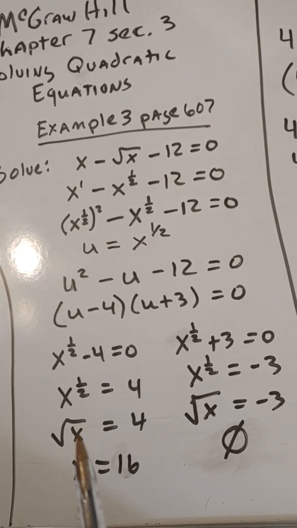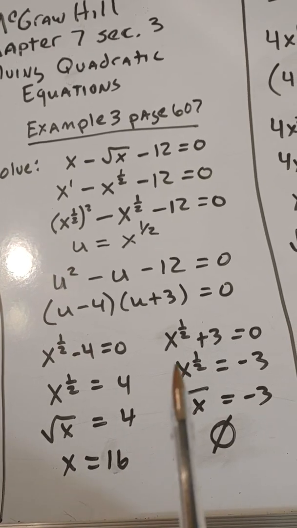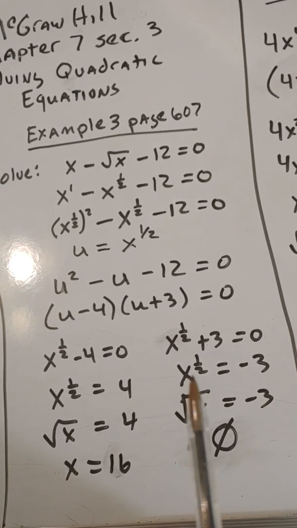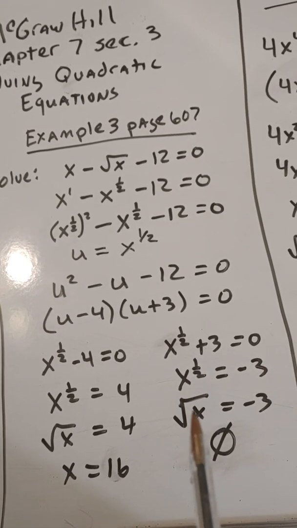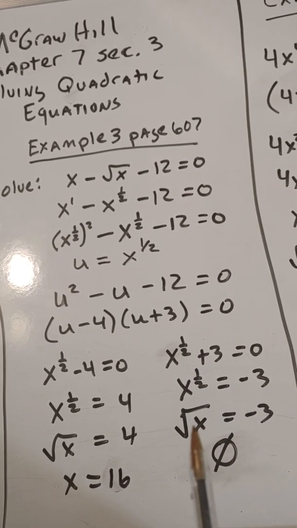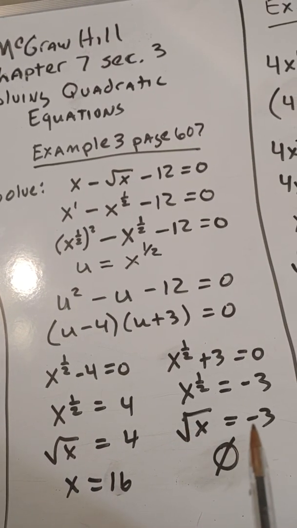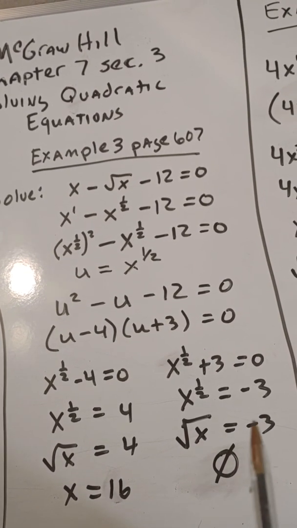Realize 1/2 power is square root. Now we have to square both sides. We get x = 16. Subtract the 3 over, x^(1/2) = −3, which is the square root of x. This can't happen because we can never have a negative value from a square root. So therefore, the square root of x equals −3 can't happen. Square root of x is always positive.